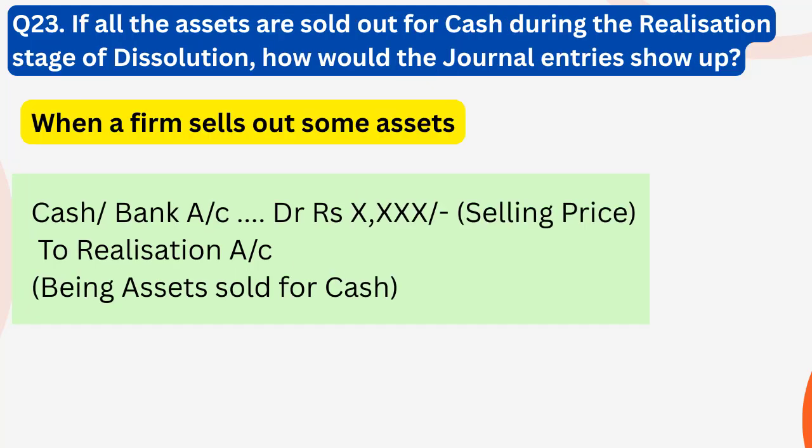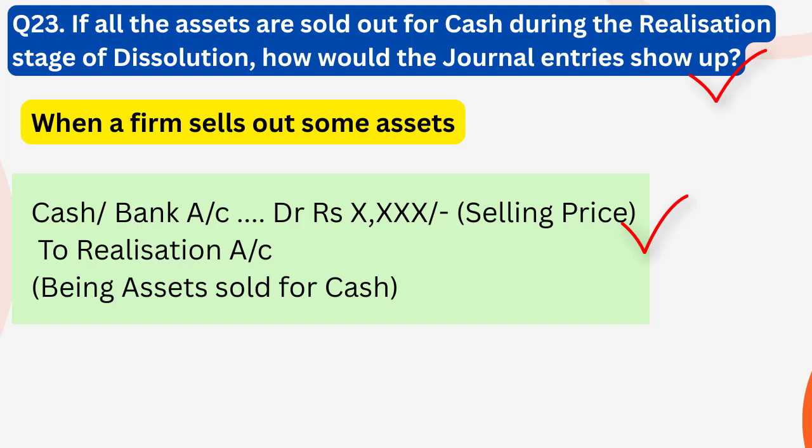Okay, now the next question, you may find it a little tricky. If all the assets are sold out for cash during the realization state of dissolution, how would the journal entries show up in this case? Okay, so now when a firm sells out its assets, it receives money, which is shown by debiting the cash or bank account, and the journal entry would look like this.